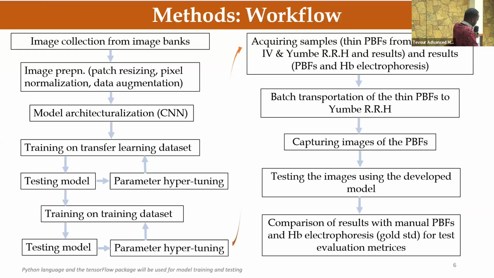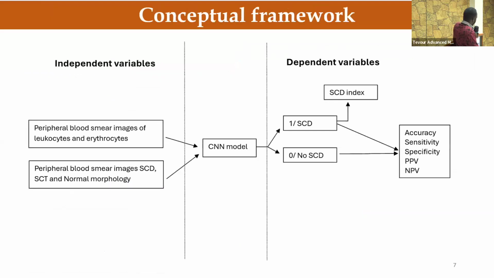That is just the conceptual framework: the independent variables, the model, and then what it shall be reporting. Sickle cell disease or no sickle cell disease. In case there's sickle cell disease, we shall try to find the sickle cell index. This is severity of disease. How many of the samples are sickled? How many of the samples are elongated? Because most times the sickling is not perfect. You know the shape of a sickle. So it's not perfectly a crescent moon, but most times they just appear as elongated cells. You're going to see them.